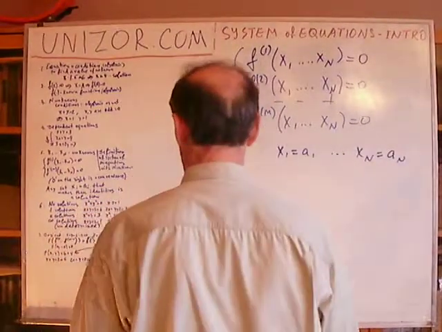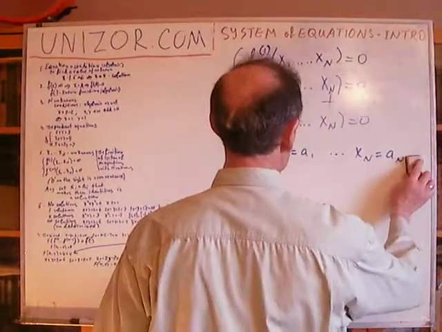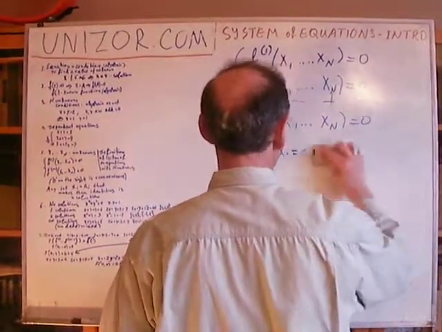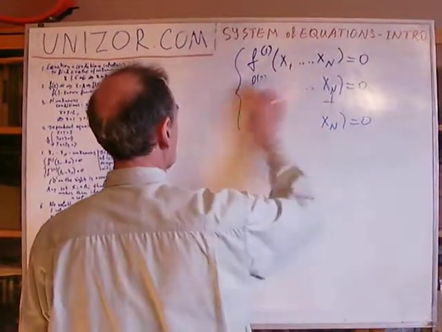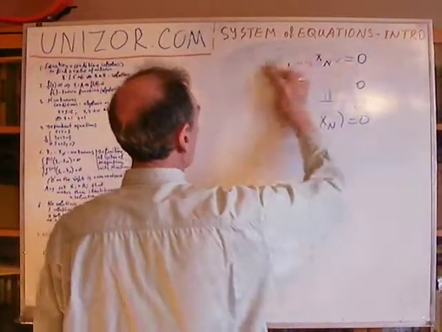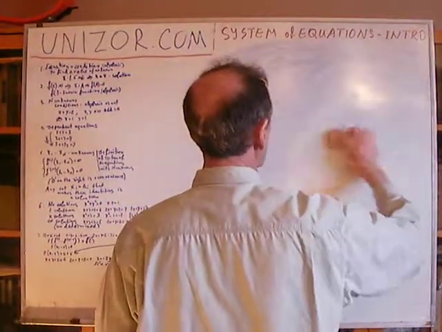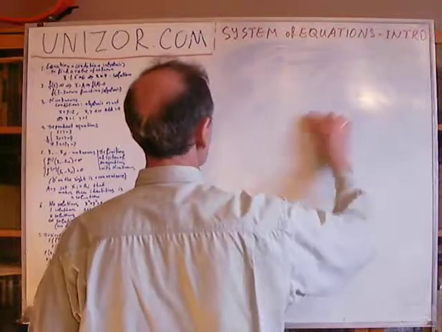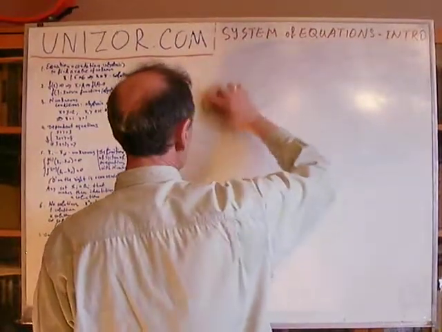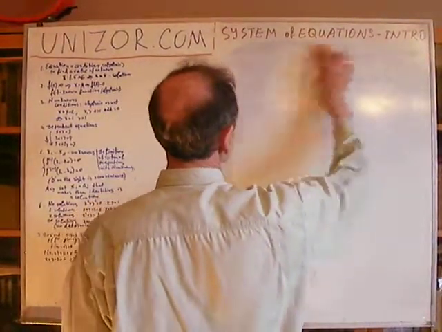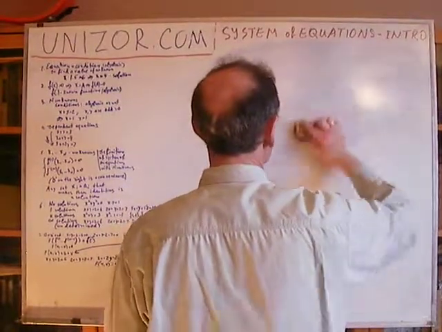All right. Now, it's time to give you a few examples. I would like to give some examples of systems which have no solutions, one solution, two solutions, whatever. That probably would help.